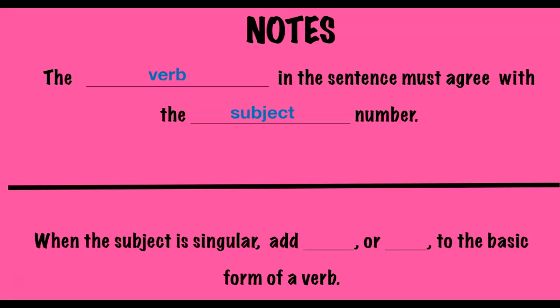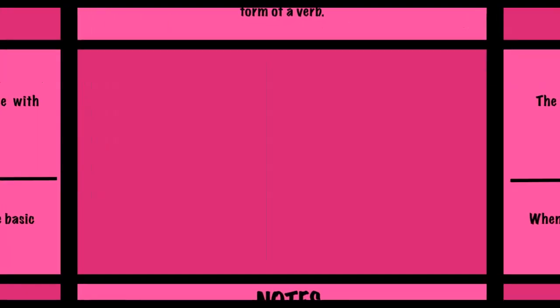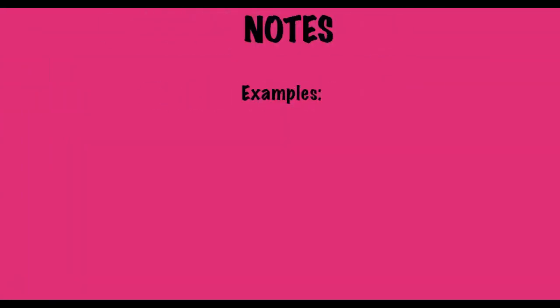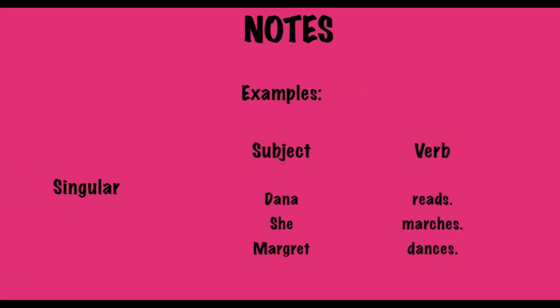It says when the subject is singular, add s or es to the basic form of the verb, like run, jump, all that stuff. So here are our examples. If it's singular, we have Dana and reads. Dana reads. The subject is singular, so we add an s to the verb. She is singular. She marches. We add es.